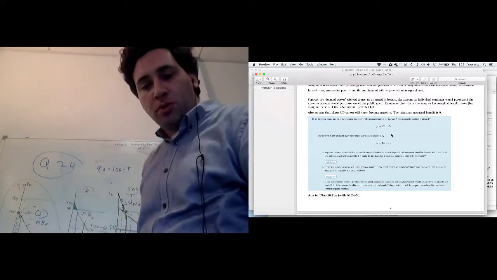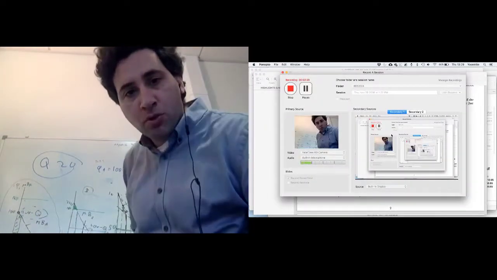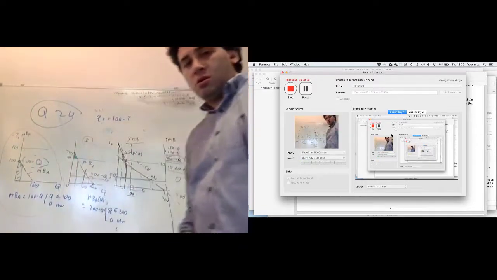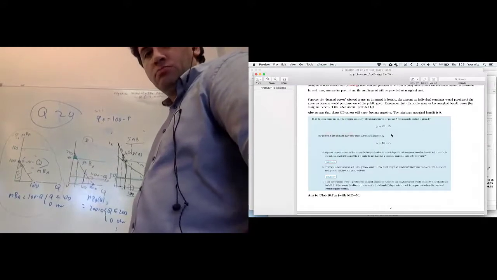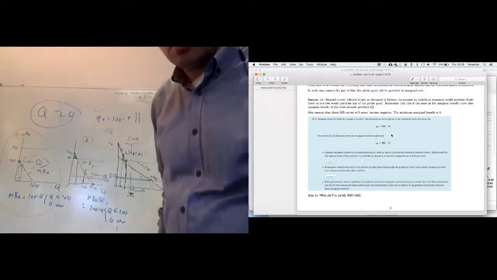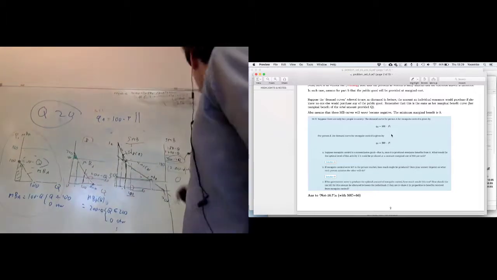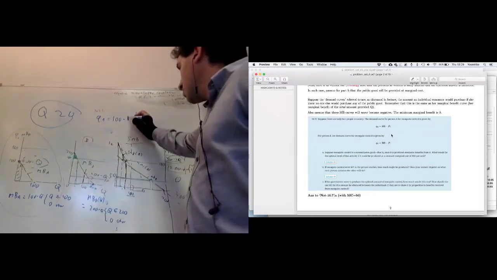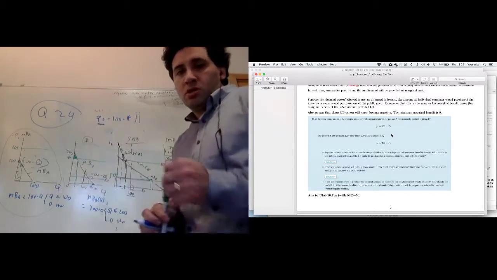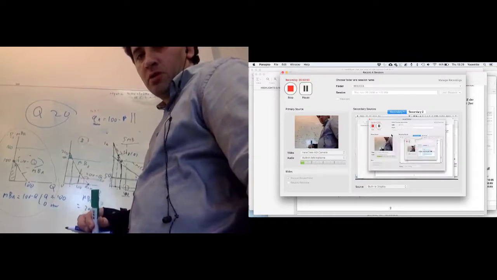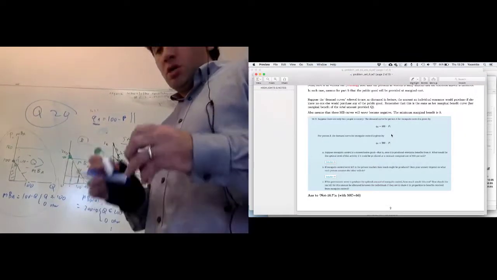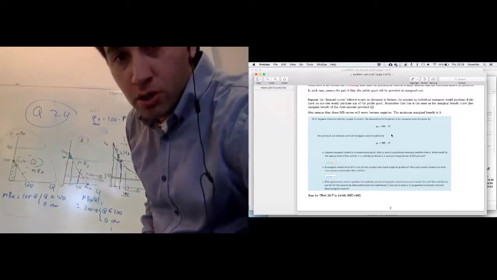Hopefully you can see the board here. It's a bit of a challenge. So how do I interpret QA equals 100 minus P? Well, if I think of this as a demand curve, given the price, this is the quantity person A would purchase. Now, given the context that this is a public good, I'm going to interpret that as the amount that he or she would purchase, assuming that the other would purchase none.